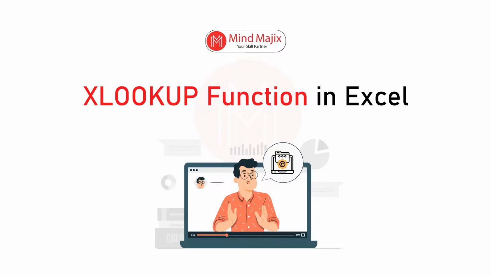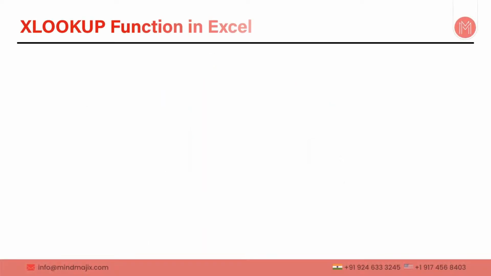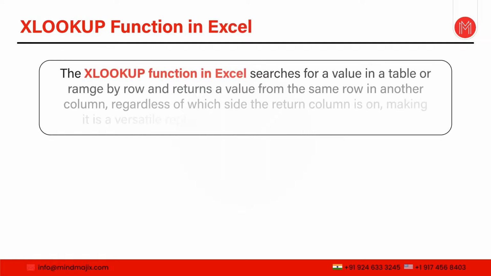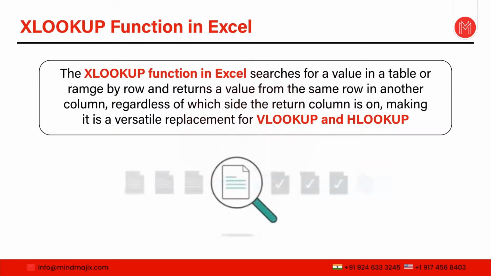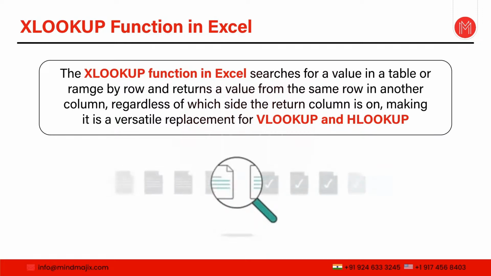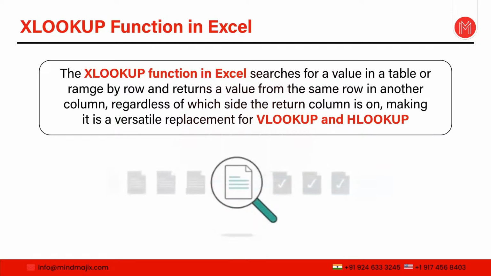Now, without further delay, let's get started with XLOOKUP in Excel. Now let's quickly go through the definition. What exactly is XLOOKUP in Excel? The XLOOKUP function in Excel searches for a value in a table or a range by rows and returns a value from the same row in another column, regardless of which side the returned column is on, making it a versatile replacement for HLOOKUP and VLOOKUP.